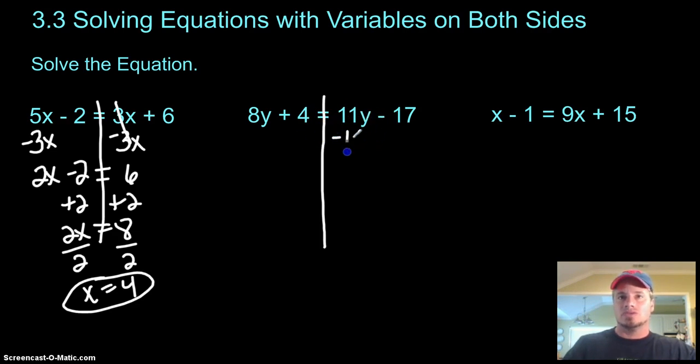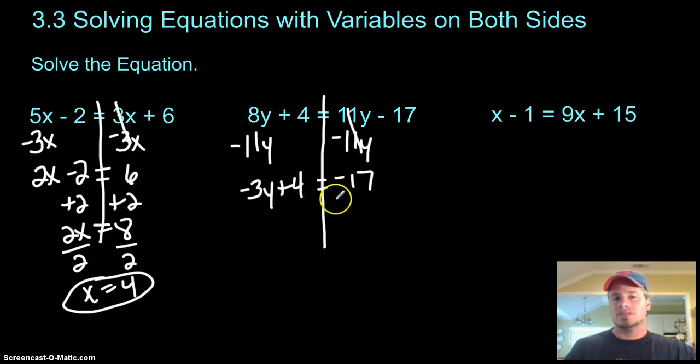Okay, so I'm going to subtract 11y because I want it to go away here. But I have to do it to this side also. And again, I'm doing like terms. That cancels that, which is what I wanted. I get negative 17 here. 8y and a negative 11y give me negative 3y. I've got plus 4. Now that equals negative 17.